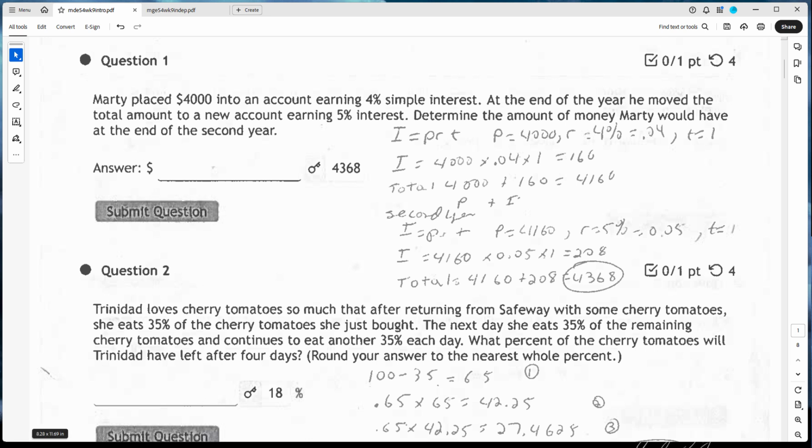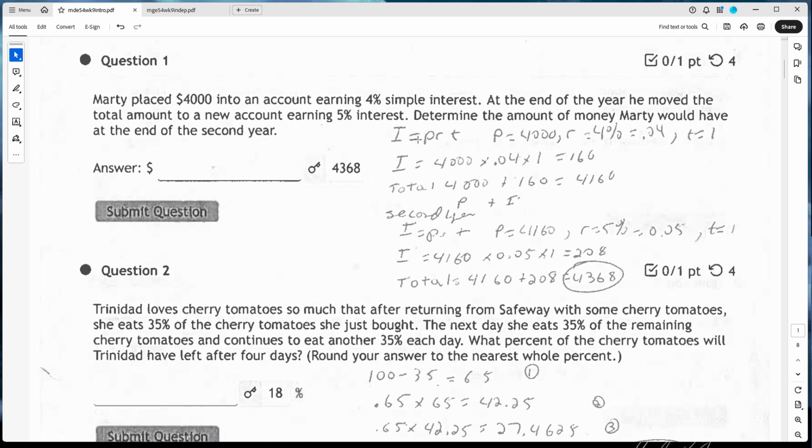So since they mentioned simple interest, we end up using the simple interest formula, which is I is equal to PRT, where P is equal to 4,000, R is equal to 4%, and T is equal to 1. The rate here as a decimal is 0.04.